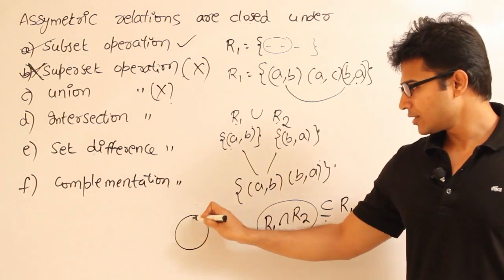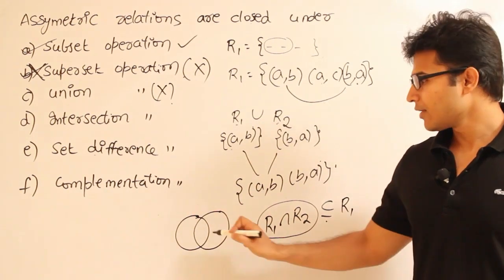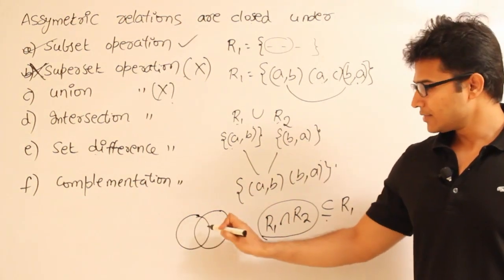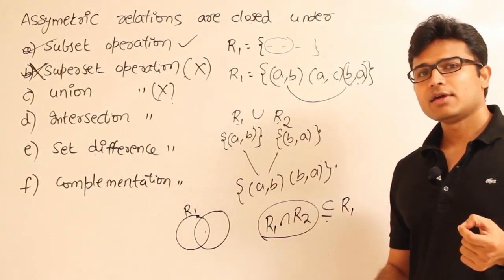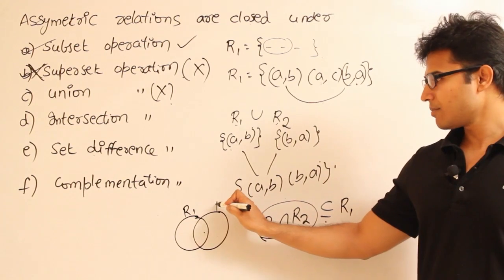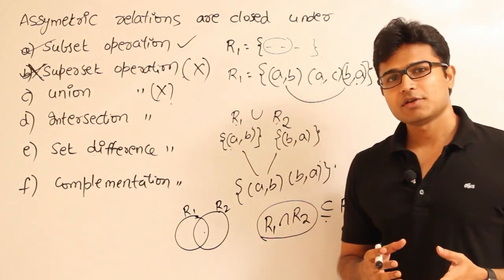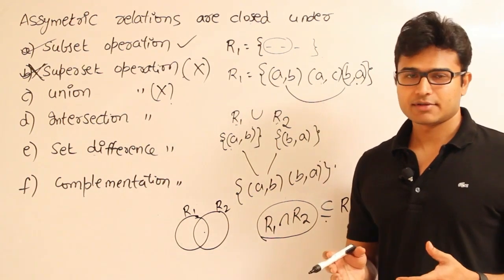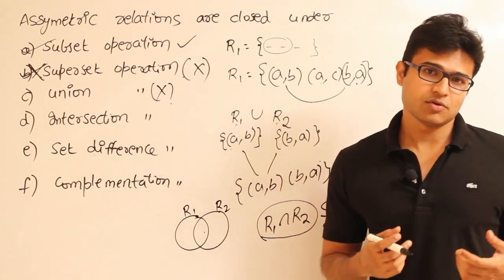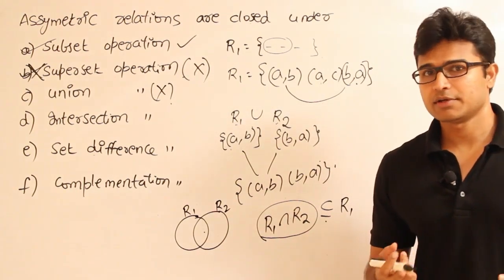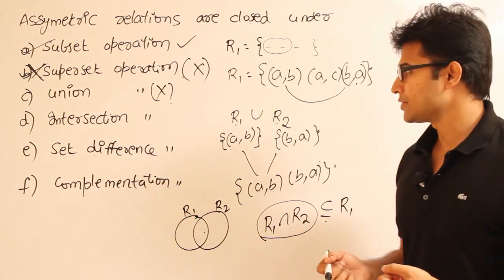If you have R1 and if you have R2, what can you say about the intersection? Intersection is a part of R1 and R1 is already asymmetric, or intersection is a part of R2 and R2 is already asymmetric, and we know that every subset of an asymmetric relation is asymmetric. Got it? Including the empty set. Even if they are disjoint, the intersection is going to be the empty set, and the empty set is also an asymmetric relation. Therefore asymmetric relations are closed under intersection, right?